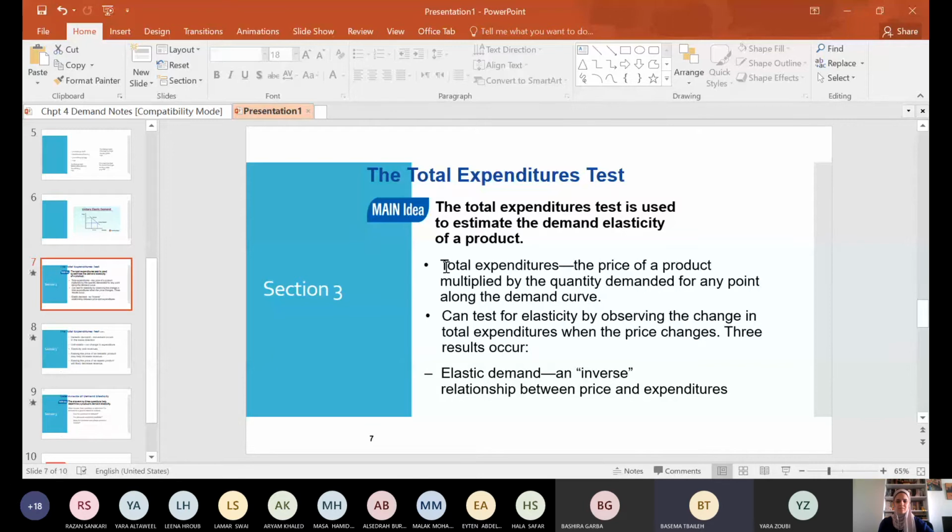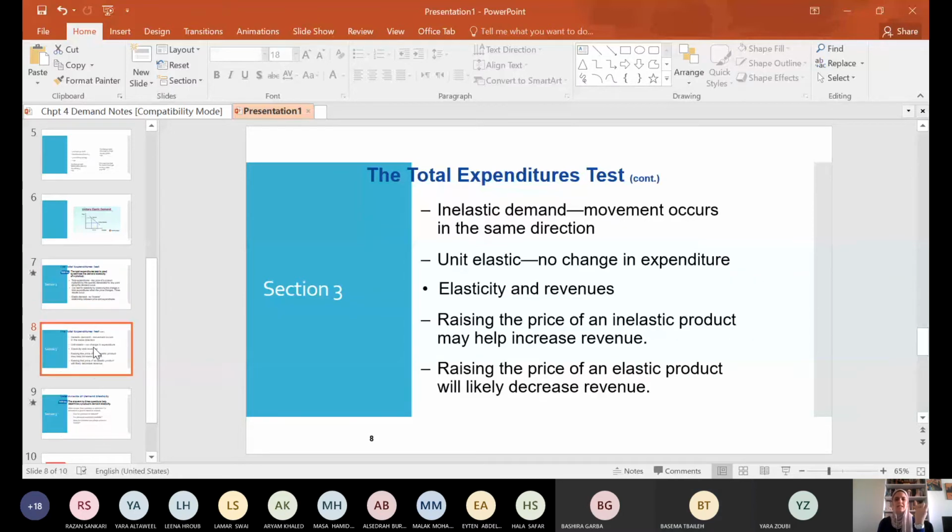The total expenditures test is used to estimate the demand elasticity of a product. Total expenditures are the price of the product multiplied by the quantity demanded at any point along the demand curve. We can test for elasticity by observing the change in total expenditures when the price changes. Three results occur: elastic demand shows an inverse relation between price and expenditures. In inelastic demand, the movement occurs in the same direction, so we have to pay. Unit elastic, no change. You increase, I will decrease. So it's not important.